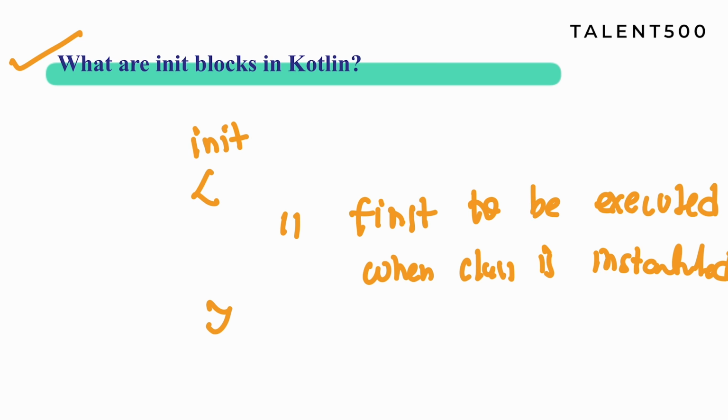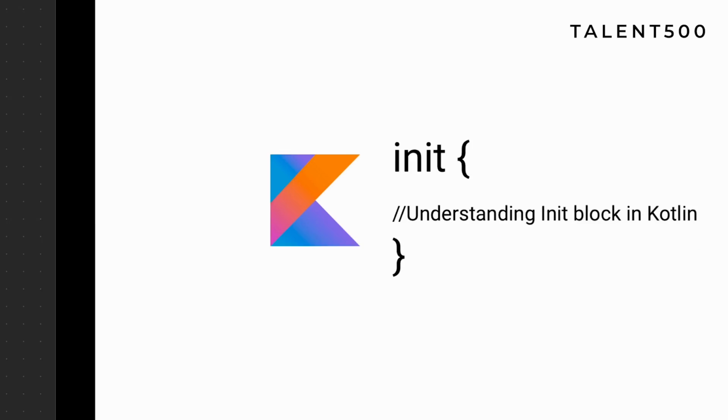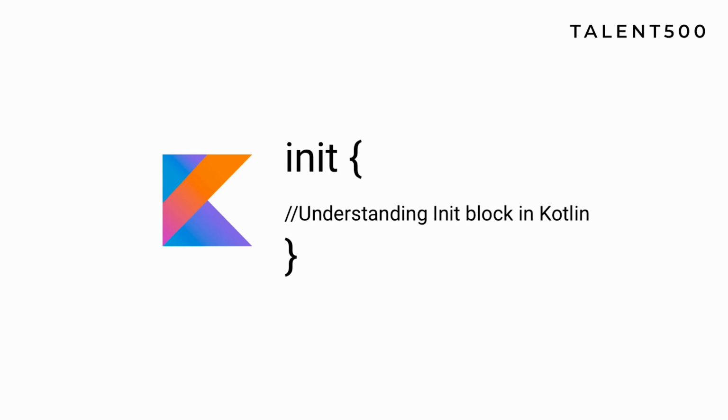The init block is run every time the class is instantiated with any kind of constructor, and I'll show you an example. Multiple initializer blocks can also be written in a class. I'll give you one example of that as well, so you can understand how multiple init blocks can be written inside one class. The Kotlin initializer block contains the code that is always executed whenever any instance of the class is created. So this is the basic syntax of init.